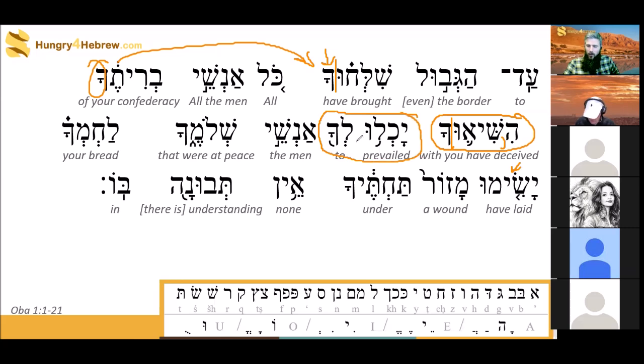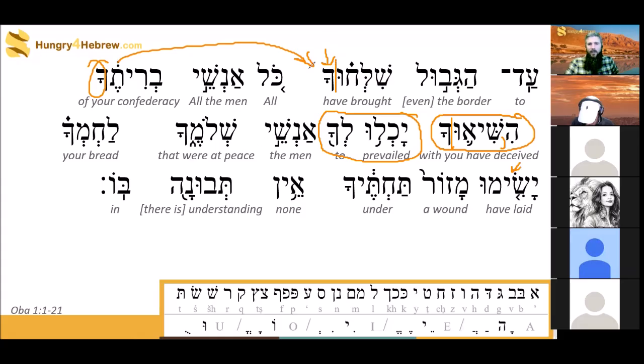Yachlu lecha. We know yachol means to be able, right? But yachlu can also mean to prevail, like to win against someone. Think about David and Goliath. Goliath says, if your warrior defeats me, and the word defeat there is really like yachal or yachol, to be able, to be better than, to prevail. So that's what we're looking at here, to prevail against you. Who? Anshe shlomecha, the men who were at peace with you.